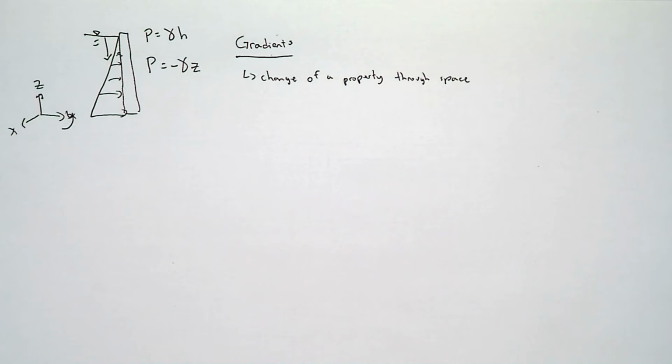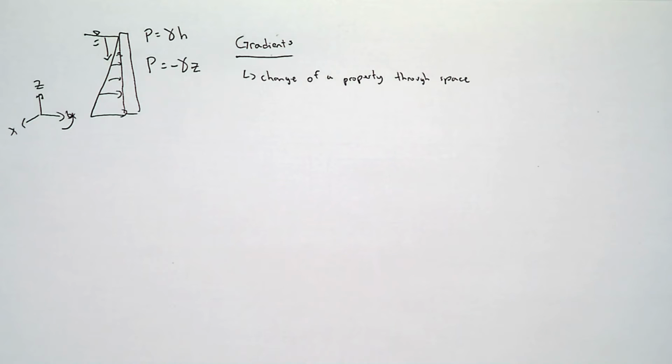How about the ground elevation? You have mountains where ground elevation actually varies with space. So topography: a topographic map is essentially a gradient of the elevation component with respect to the x and y coordinates. So any property that changes through space, we're going to call the change of that property through space a gradient.